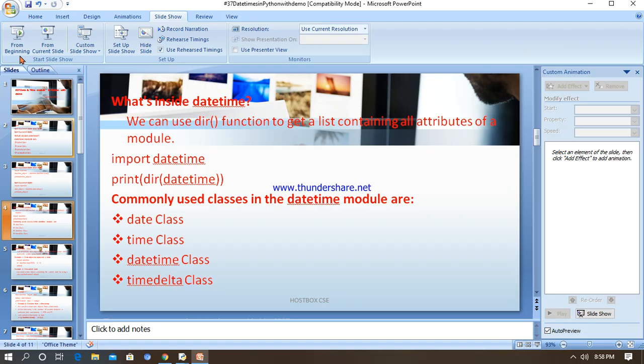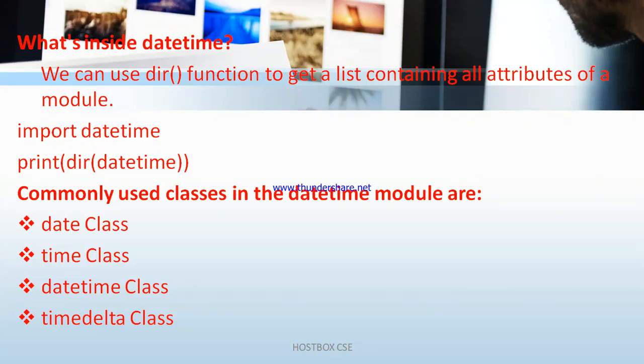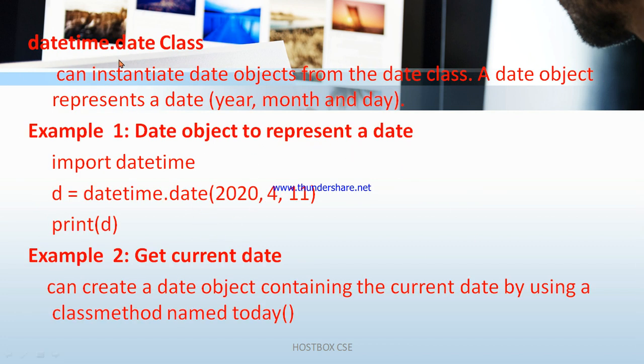So now we'll see one by one: the date class, time class, datetime class, and timedelta class, with a few examples. First one, the datetime.date class. What is the use of this one? It can instantiate date objects from the date class. A date object represents a date. You know what a date means? The entire year, month and day.